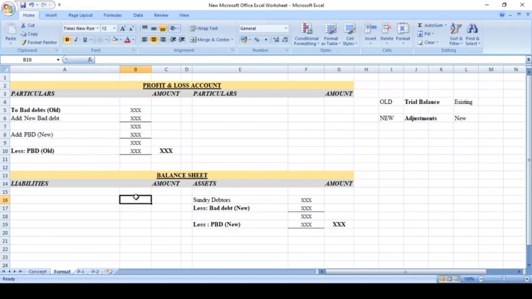So how do I do? In P&L account, I will have to add the new ones, and in balance sheet, I will have to subtract the new ones. Old bad debt and old provision for bad debt, it is like this. It would appear only once in my final account, which means it would appear only in my profit and loss account. So I start my answer with the bad debts, the old ones that is given in the trial balance, and I will have to subtract the provision for bad debt. So this is how provision for bad debt is treated.